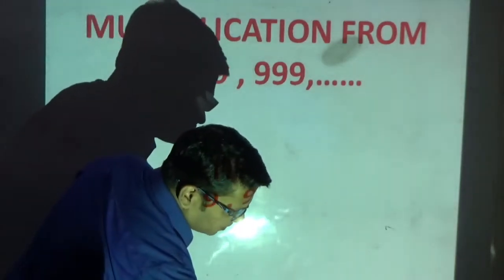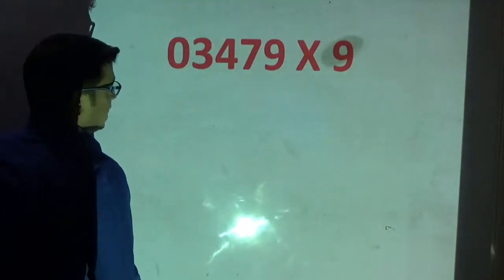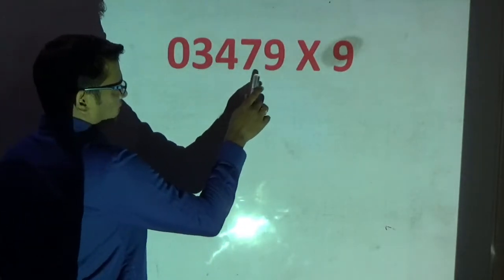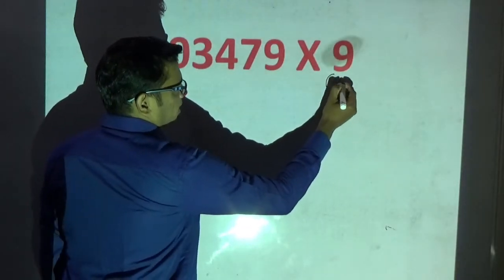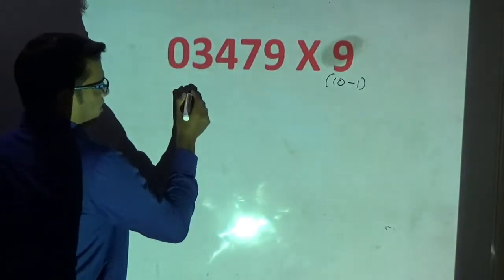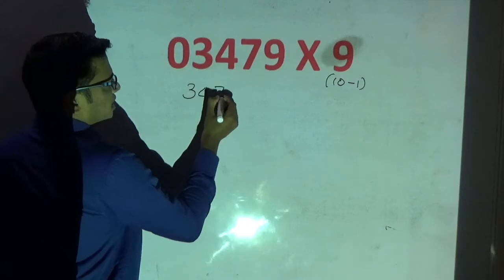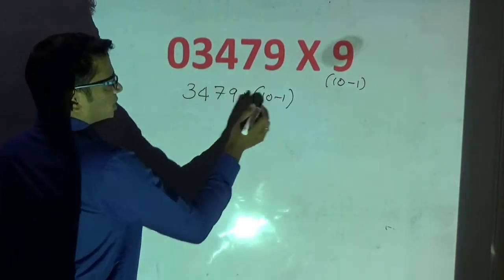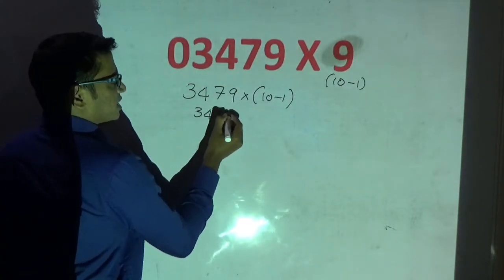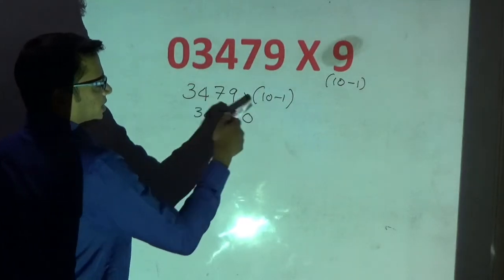I will go for the first example. See, I am multiplying 3479 by 9. I know that 9 is nothing but 10 minus 1. What do you mean by 9? 10 minus 1, correct? So I will apply the trick here. 3479 into 10 minus 1. I know how to multiply by 10: 34790.